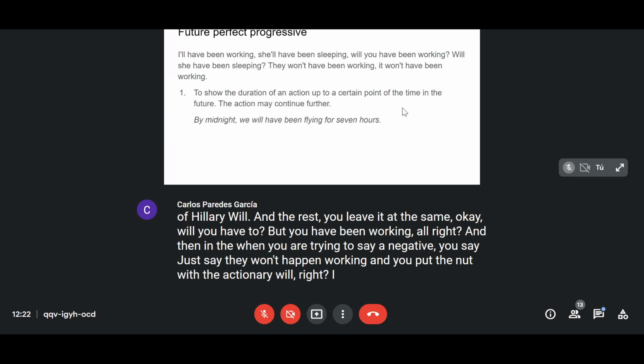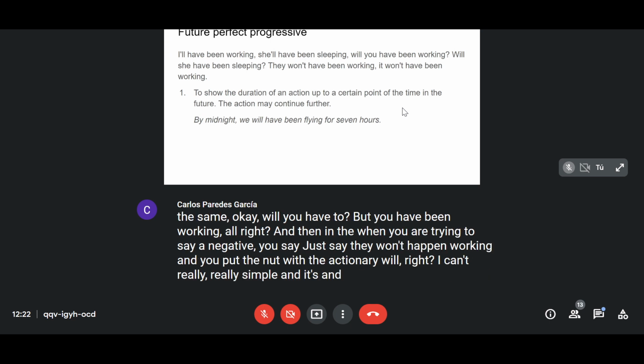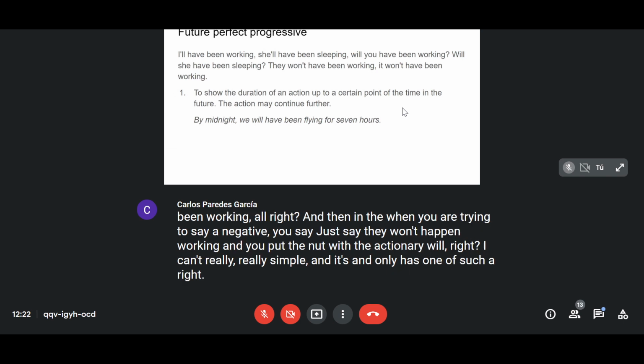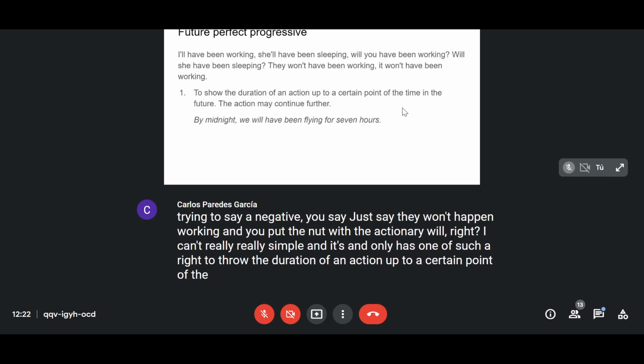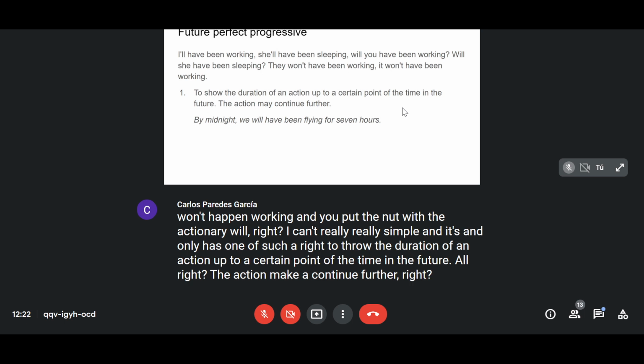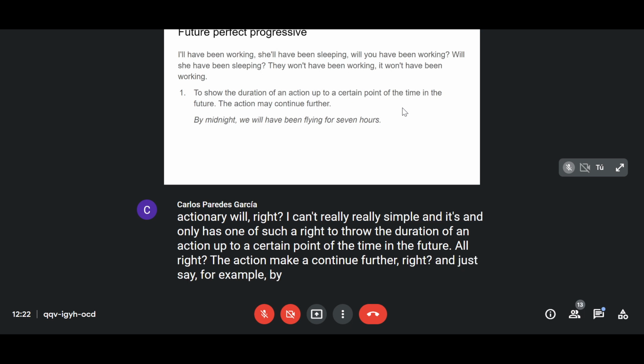Again, really, really simple, and it only has one usage, right? To show the duration of an action up to a certain point of time in the future, all right? The action may continue further, right? You say, for example, by midnight, we'll have been flying for 7 hours, all right?